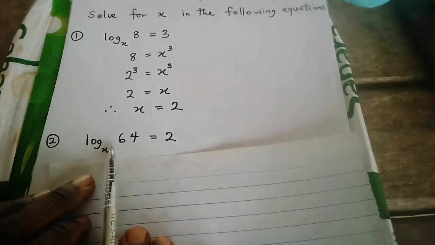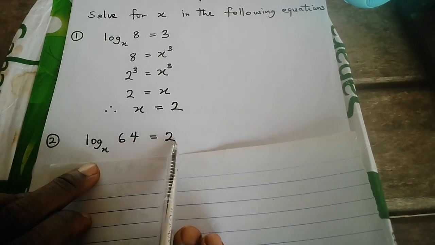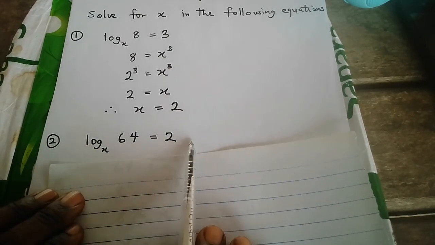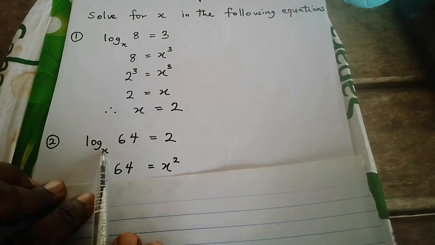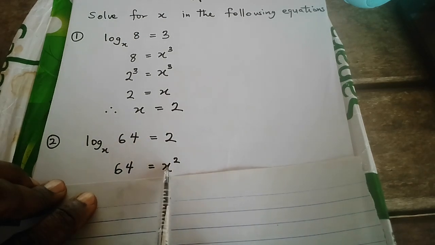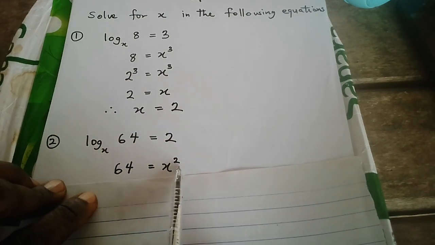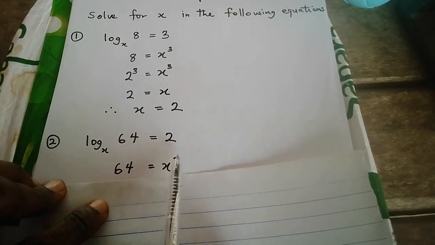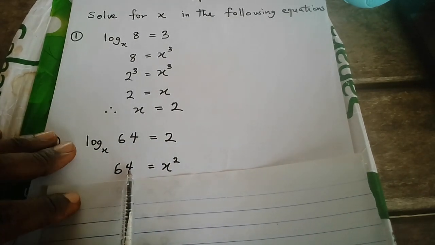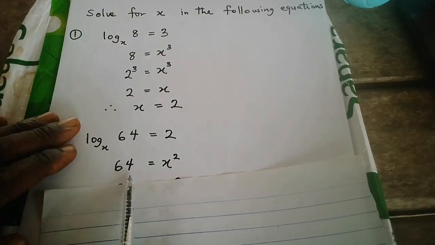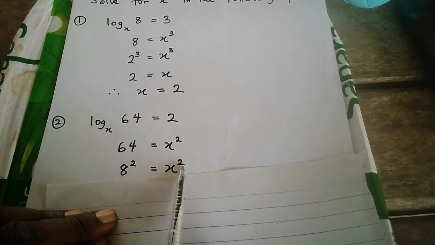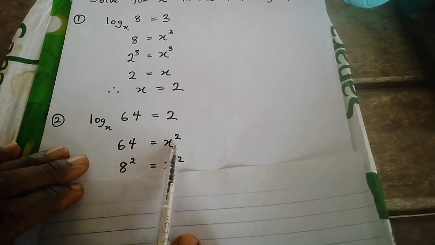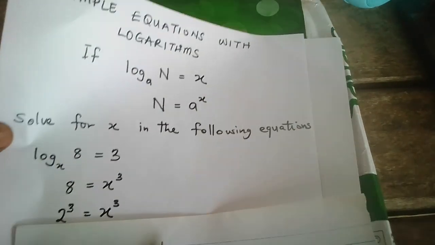You are having log 64, which is in base x, is equal to 2. First of all, you are going to write this in indices form. 64 will still be on this side, the base here will now come to the other side and be the base, then whatever is on the right here will become the power. So you have 64 is equal to x squared. 64 can be written as 8 raised to power 2. 8 squared is equal to x squared. You realize both of them have the same power, so if the power cancels out, we are left with 8 is equal to x, which means x is equal to 8. So let's move on to another example.